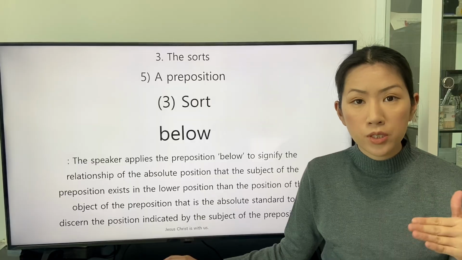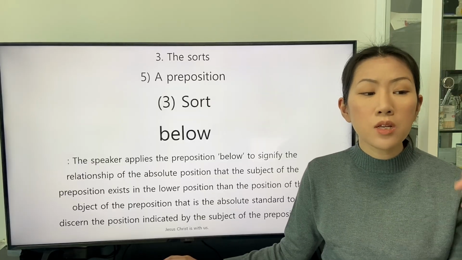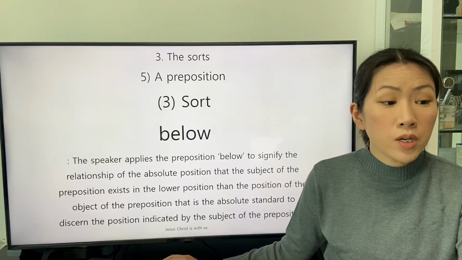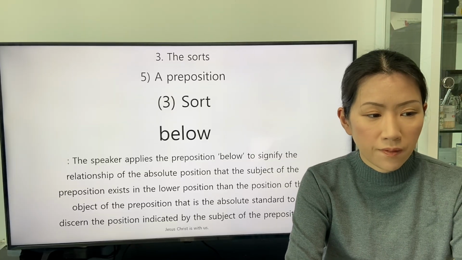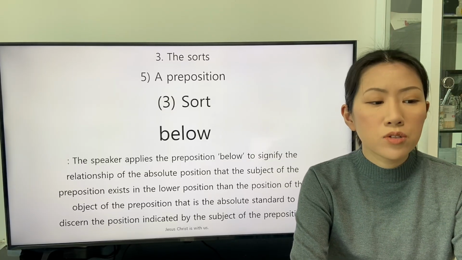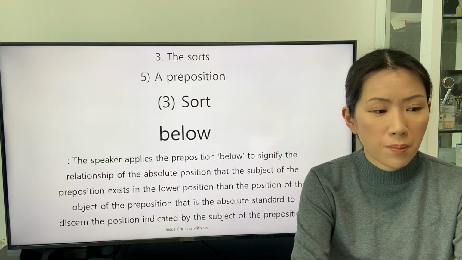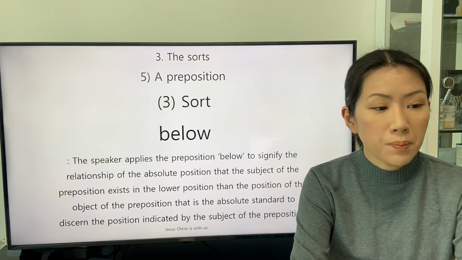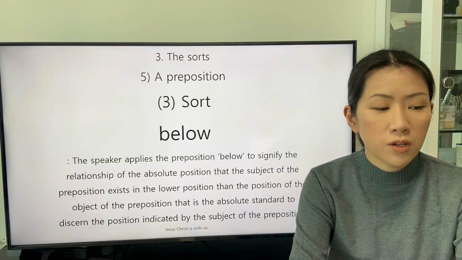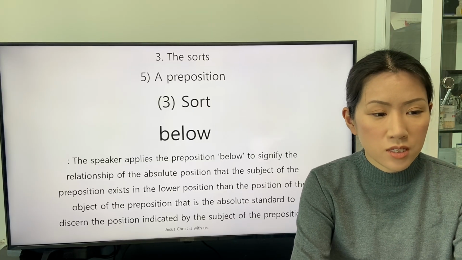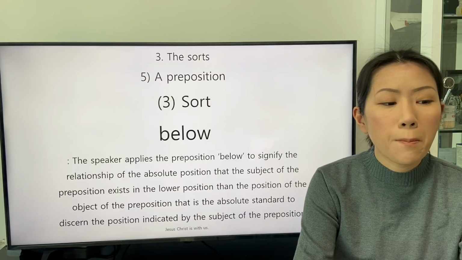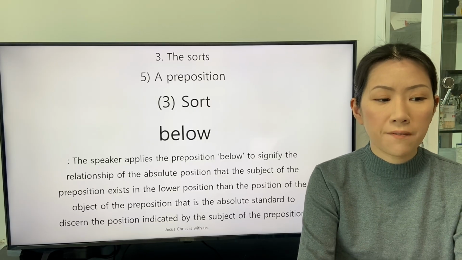The next preposition we will study is the preposition below. The speaker applies the preposition below to signify the relationship of the absolute position that the subject of the preposition exists in the lower position than the position of the object of the preposition. That is the absolute standard to discern the position indicated by the subject of the preposition.